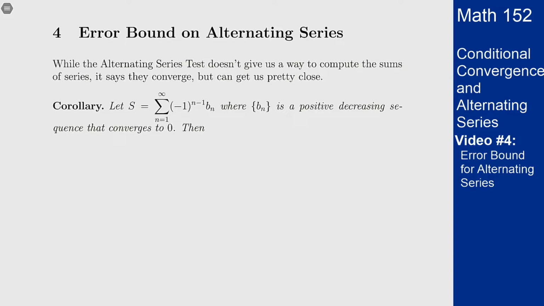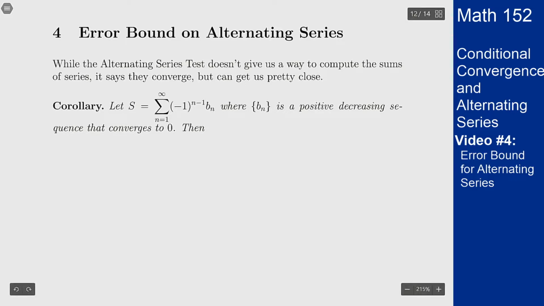But because of the rigid structure of alternating series, it actually gets pretty close to what it converges to and gives us a way to approximate what it converges to using the partial sums. So here's the result that we have. If S is the sum of the entire alternating series, where Bn is our positive decreasing sequence that converges to 0, which is required by the alternating series test, then what do we know?